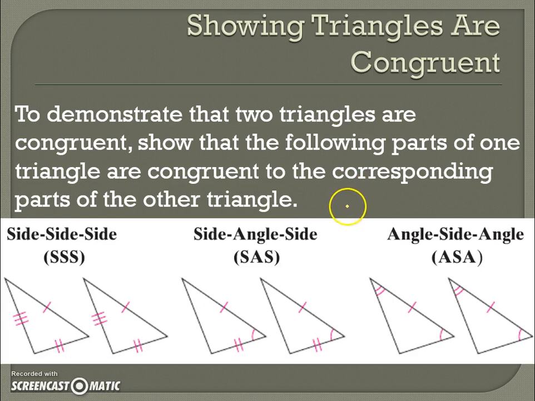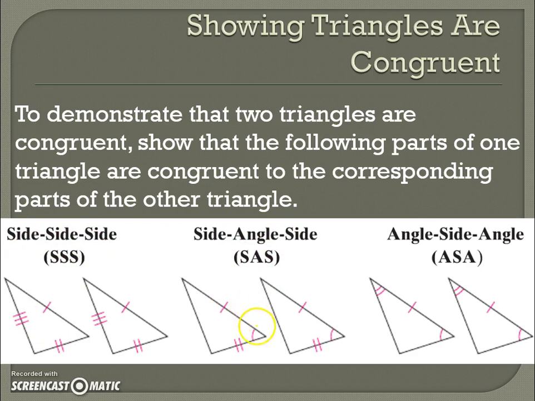Showing triangles are congruent. To demonstrate that two triangles are congruent, show that the following parts of one triangle are congruent to the corresponding parts of the other triangle. And there's three different ways we could do this. If all three sides match up with a congruent side, that's called side, side, side, then those triangles are congruent.